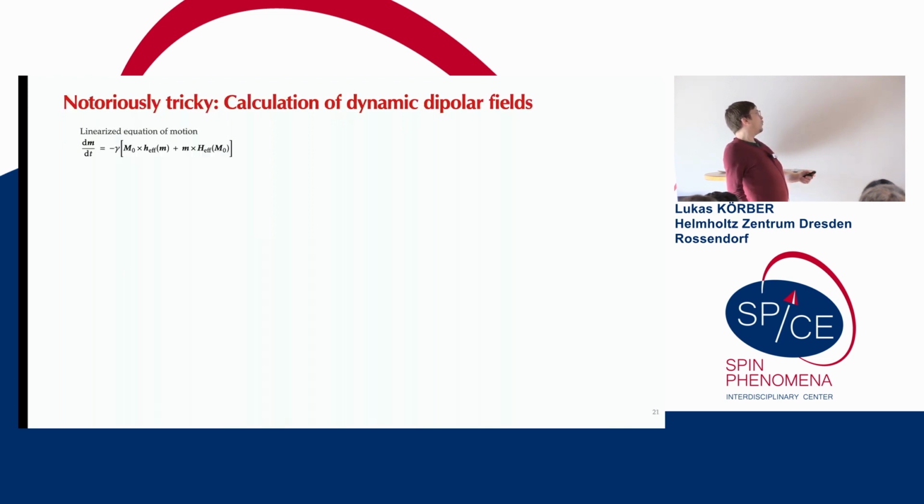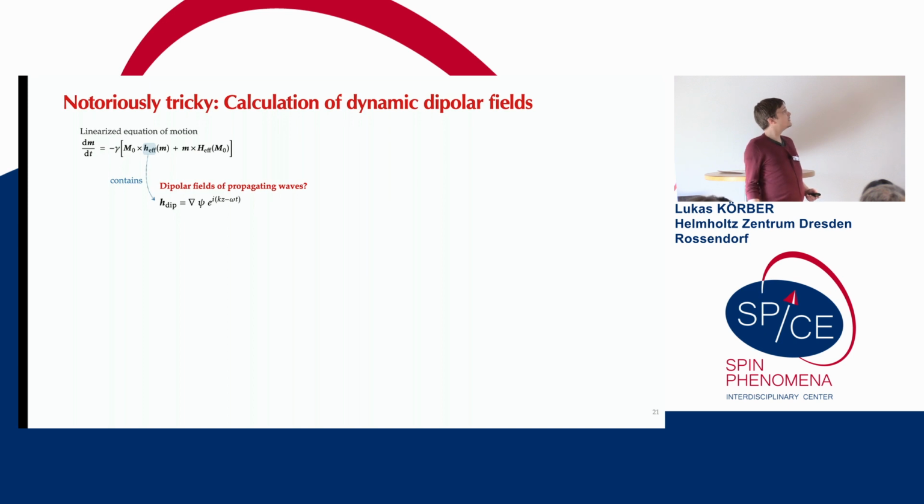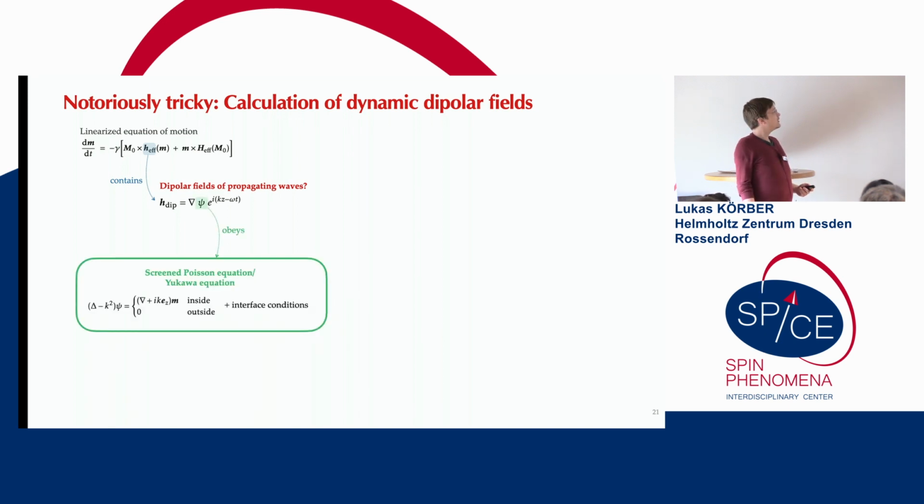Okay, what is notoriously tricky in general is how to take care of dipolar fields. And the way they appear in the equation of motion is, of course, within the effective field. We have a contribution of the propagating spin waves, and we can express this contribution again using this dipolar potential, or in the case of propagating spin waves, using a lateral potential, which obeys a modified version of the Poisson equation, a screened Poisson equation or Yukawa equation, which also appears in particle physics. It has some boundary and interface conditions, and I don't want to bother you with all these details.